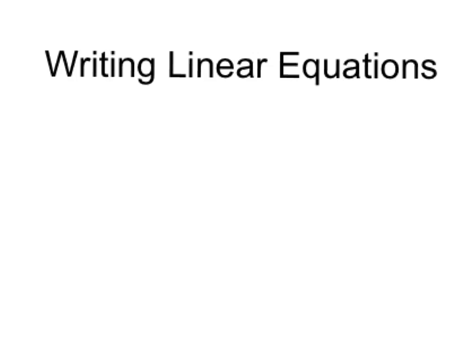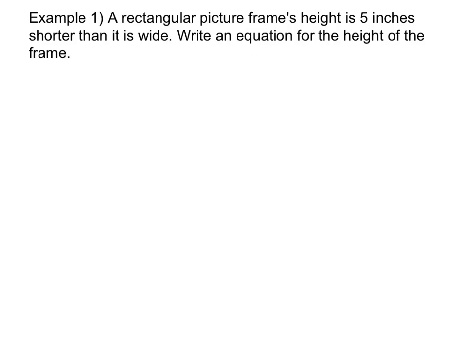Hi, today we're going to be focusing on writing linear equations. Remember, a linear equation is an equation that has two variables that both change depending on the other one. Our first example says a rectangular picture frame's height is 5 inches shorter than it is wide. Write an equation for the height of the frame.